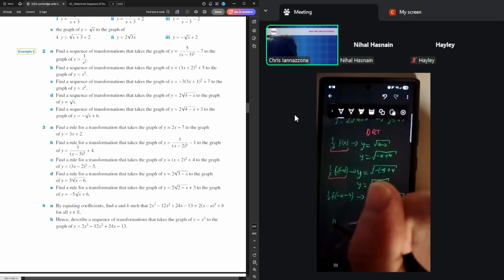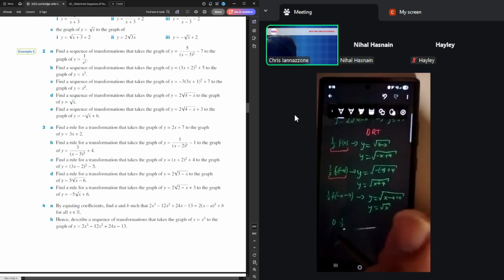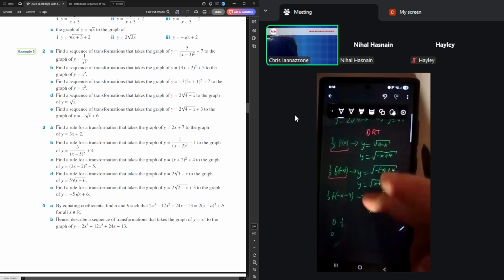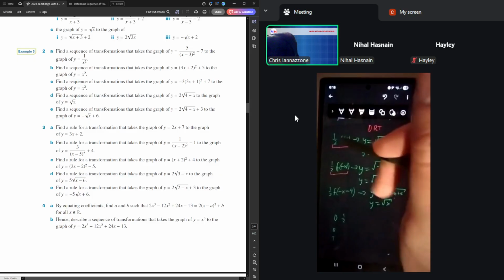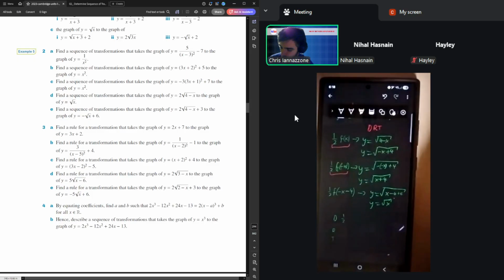We did a dilate of a half. We then did a reflect. I'll leave that one ambiguous for now. We'll get to that. And then we did a translate of some sort. So this dilate here, what are we going to call that dilate? A half from or along what?